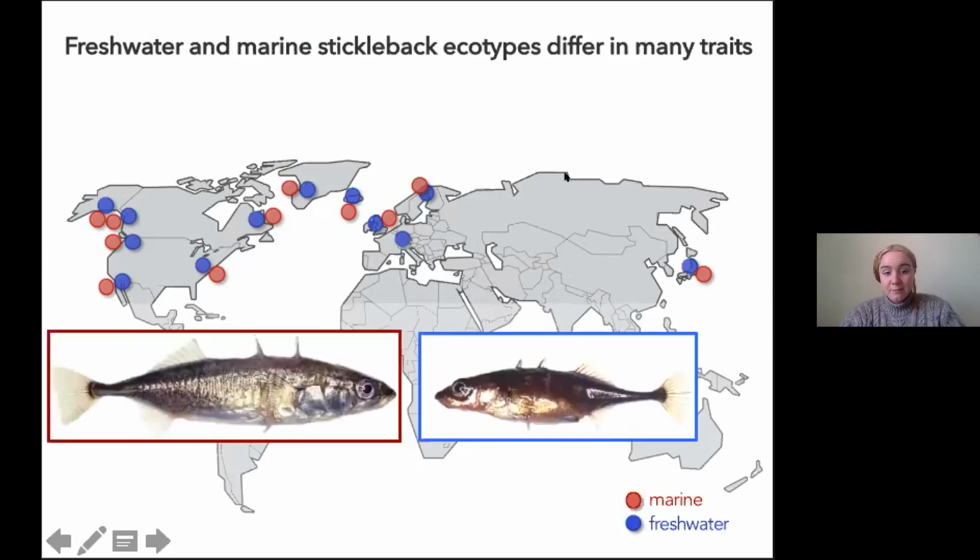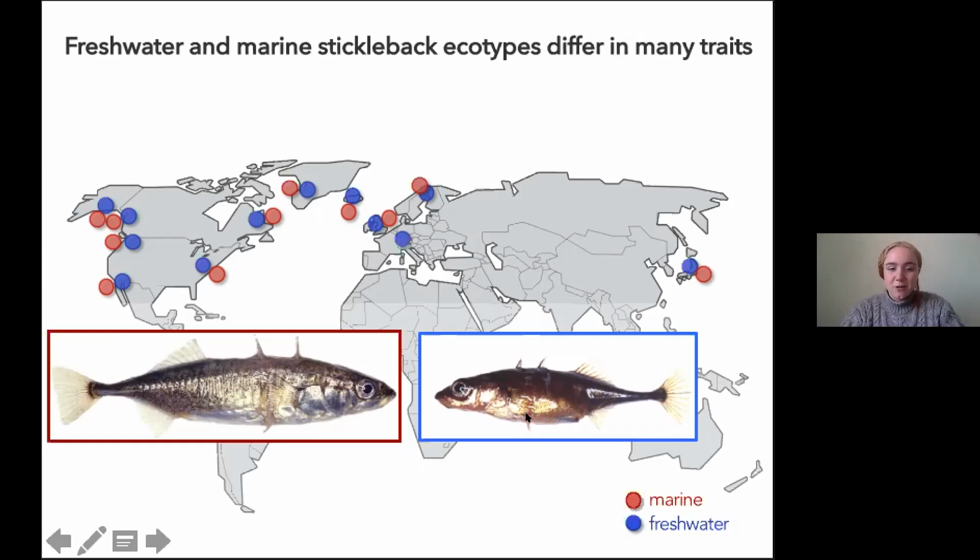Here you can see the marine and the freshwater ecotype. And looking at these fish, would you actually have guessed that they are from the same species? They differ tremendously, obviously in morphology. The marine ecotype is fully plated and much bigger than the freshwater ecotype, but also the freshwater ecotype normally has a reduced pelvic spine or even lost the pelvic spine.